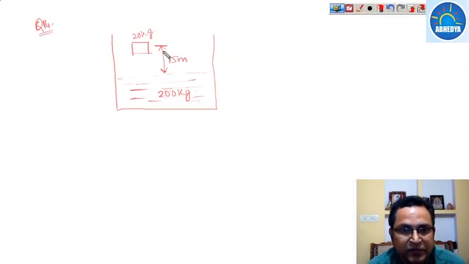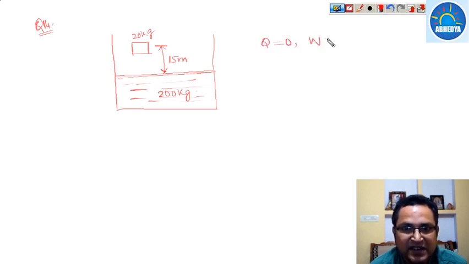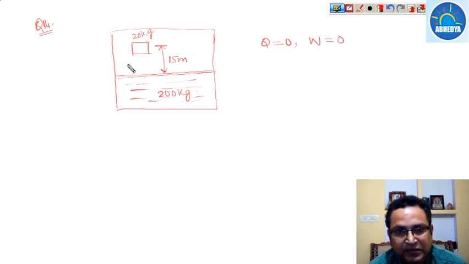Okay. So when a stone dropped and reaches the level of water, then what will happen? No heat transfer, so Q is equal to 0. No work done is there, so work done is 0. And this entire thing is basically our system. And what is the change in internal energy? This change in internal energy is nothing but 0.